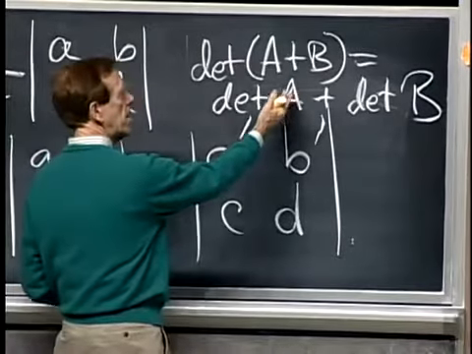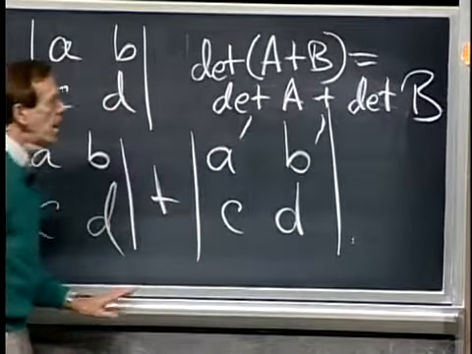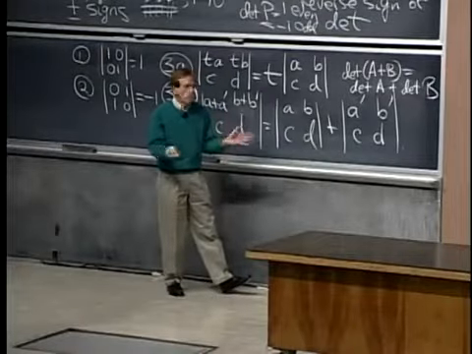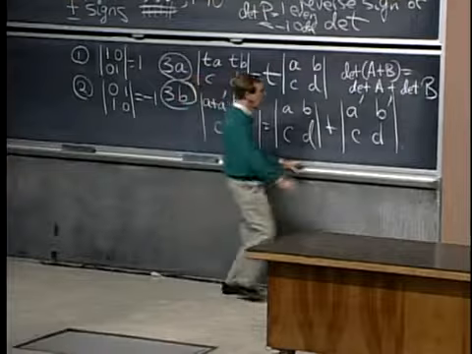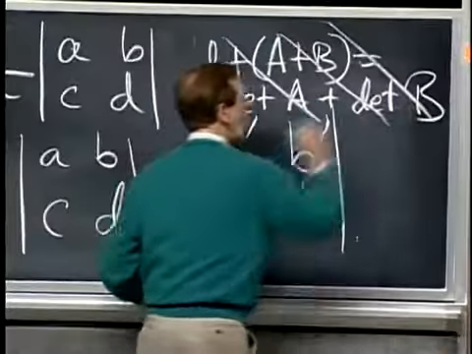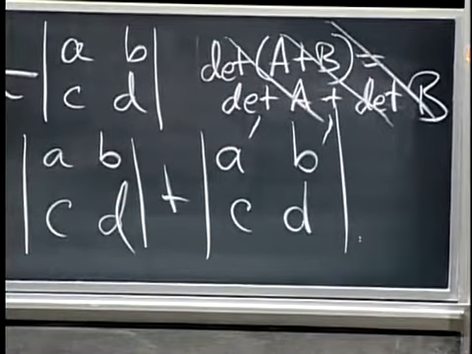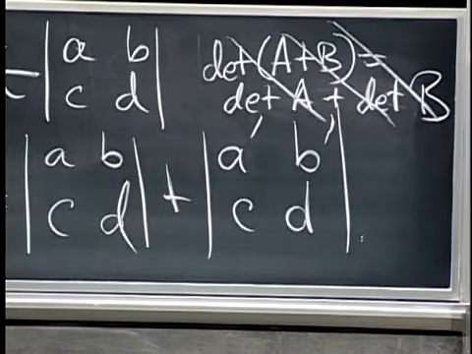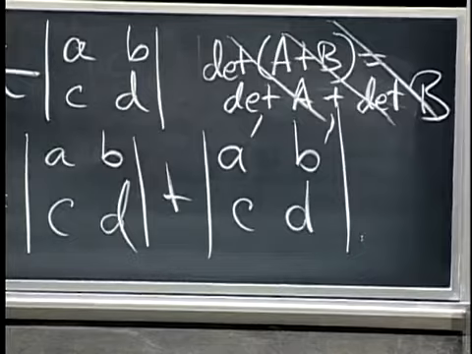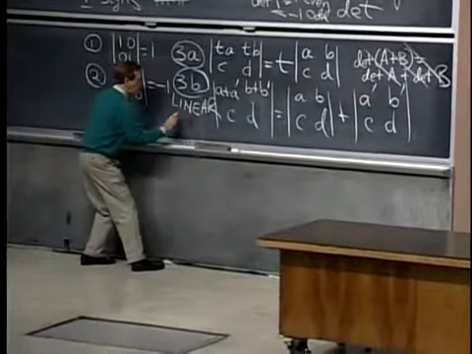You see, this would allow all the rows, A to have a bunch of rows, B to have a bunch of rows. That's not the linearity I'm after. I'm only after linearity in each row. Linear for each row.